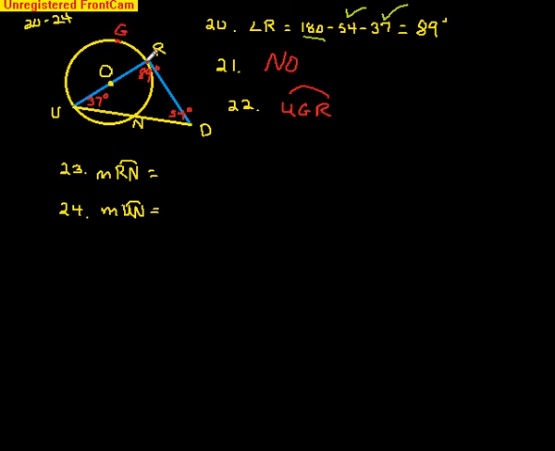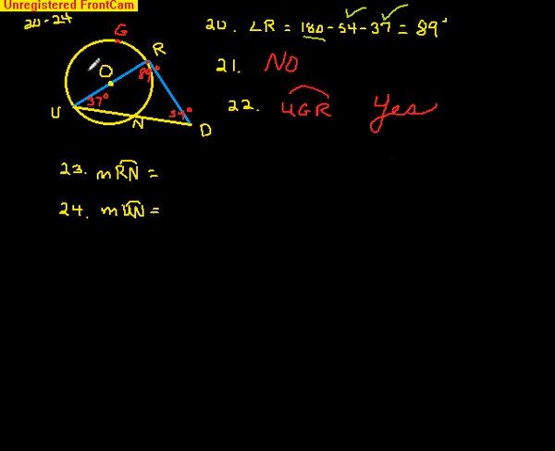UGR. Is it a semicircle? What do you think? Well, we have a diameter, and it's dividing the circle in half. All diameters divide the circle in half. So UGR is a semicircle. So we would say a big fat yes for that one.